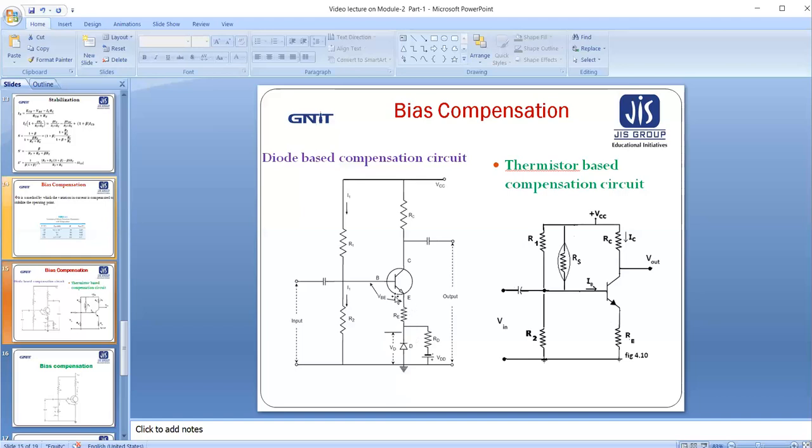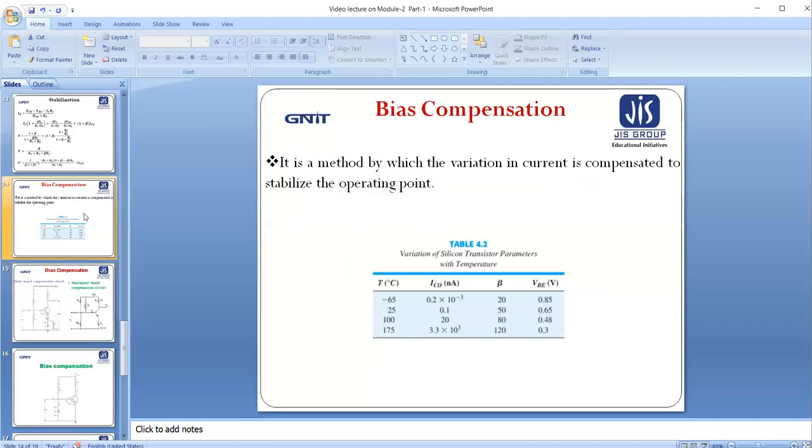That means if the VB is 0.6 volt, the VD should be 0.6 volt. So the minus 0.6 and this plus 0.6 will cancel each other. Therefore, although the temperature will be increased, the change in the VB will be neutralized by the change in the diode cutting voltage.